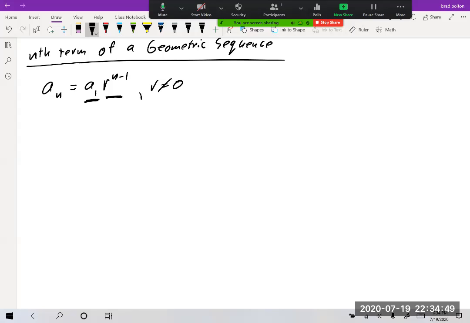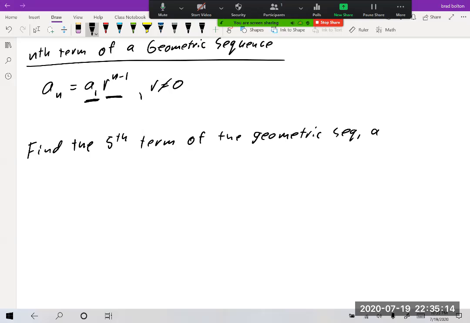So what we're going to do is suppose that I give you a geometric sequence and I say, find the fifth term of the geometric sequence, and the nth term. Okay.